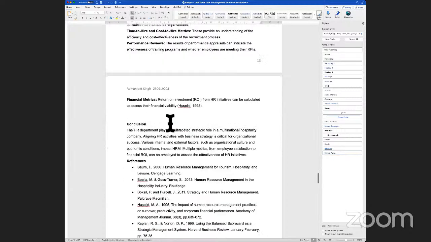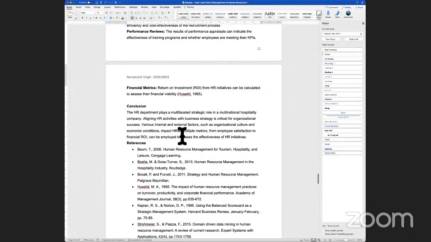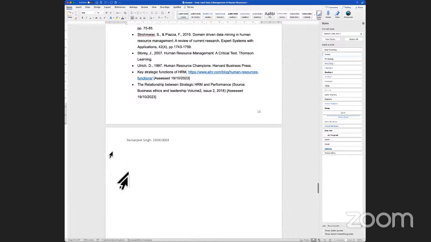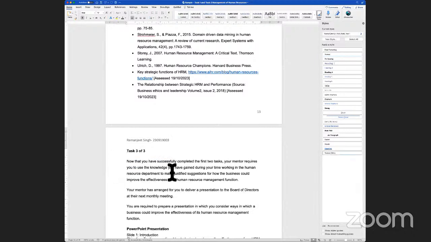Towards the end, do a conclusion, make sure that you're referencing the work, and that shows the amount of research that you're doing, and that would set you into achieving the task 2 nicely. Is that okay? Any questions on this?